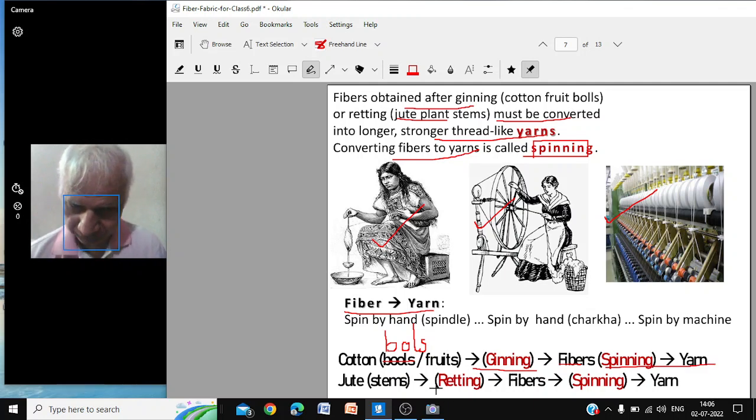In case of jute, retting. What is retting? Putting the stem in water, soaking the stem in water for long hours. You get fibers, and again by spinning, that is combining the fibers or twisting them, you get yarn.